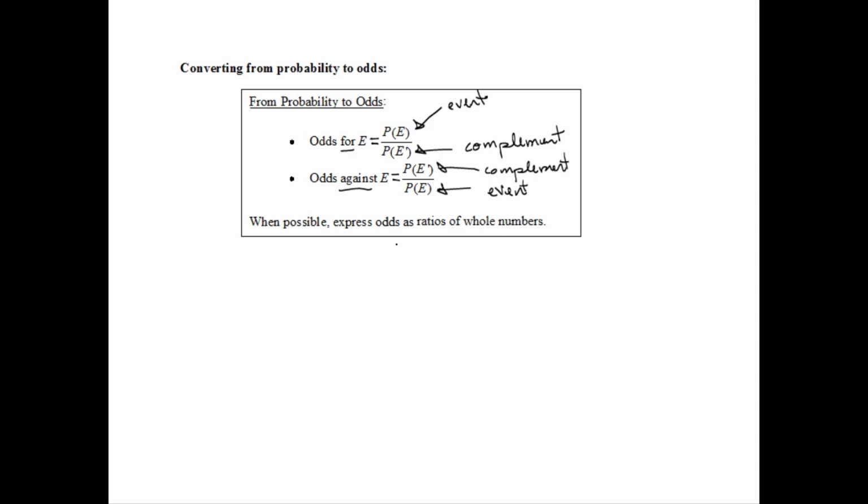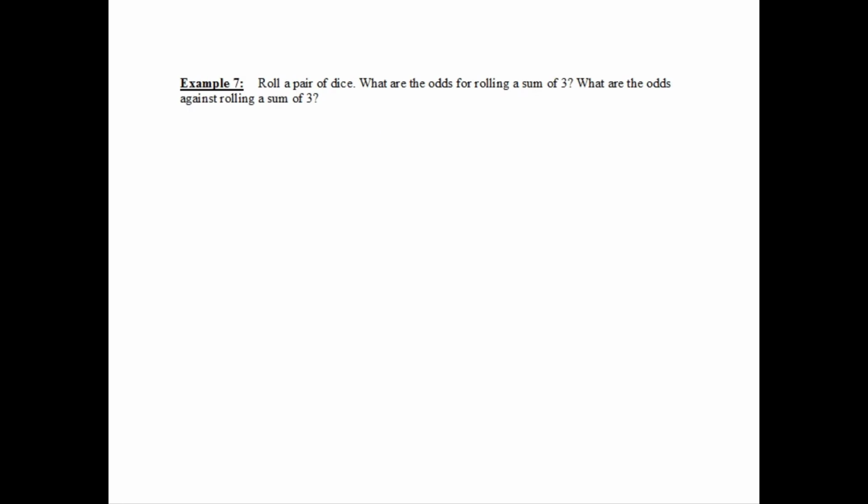We usually write odds as ratios of whole numbers, but remember, a ratio of whole numbers can be written as a fraction, which writes it in the form up above there. Let's do an example. Let's suppose that we roll a pair of dice. We want to figure out the odds for rolling a sum of 3 and the odds against rolling a sum of 3.